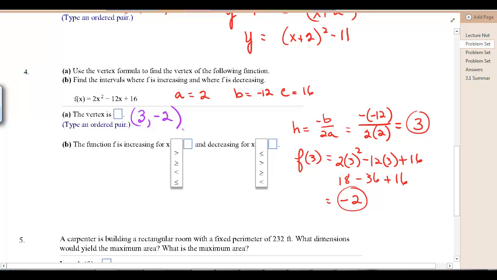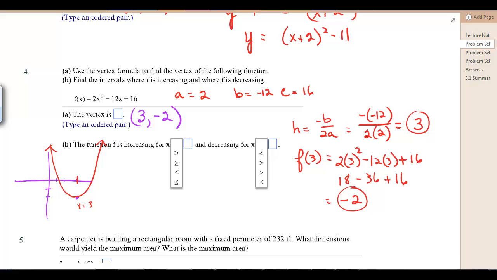The function is increasing 4. All right, so let's think about this. Where is 3, negative 2? 1, 2, 3, down 2. There's our vertex. And it's going to go up. So we got something like that. So it's increasing, and we're over here at x equals 3, because that's that value right there.